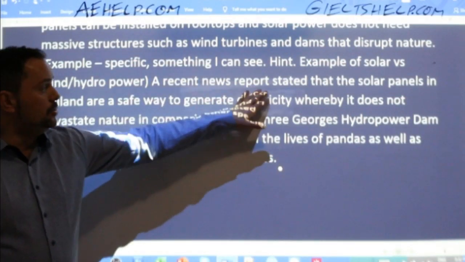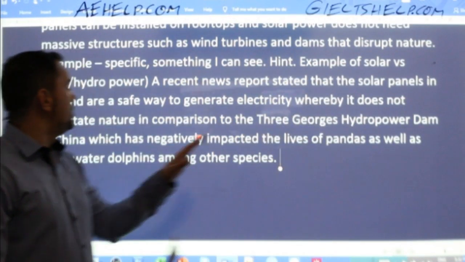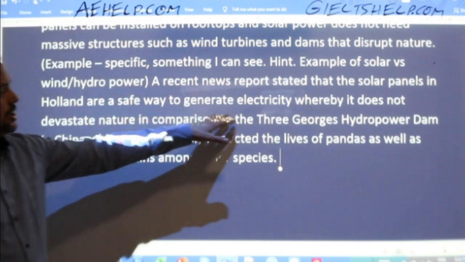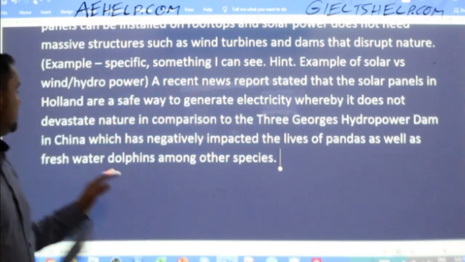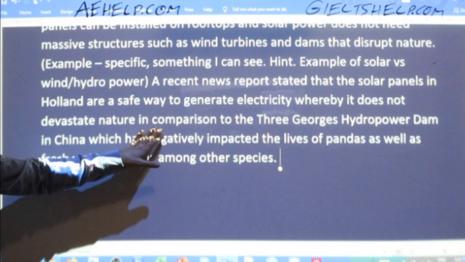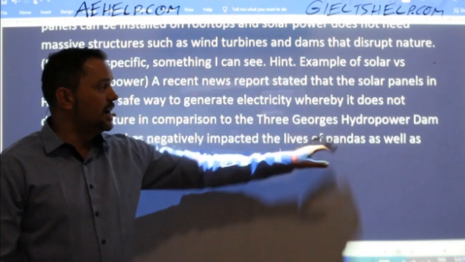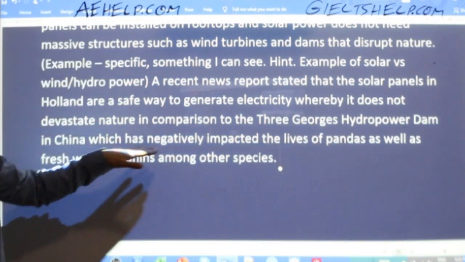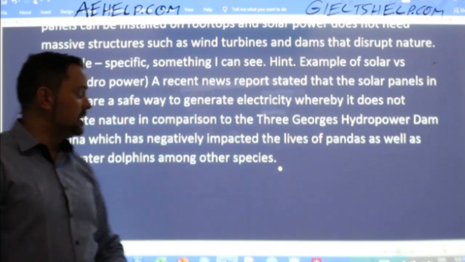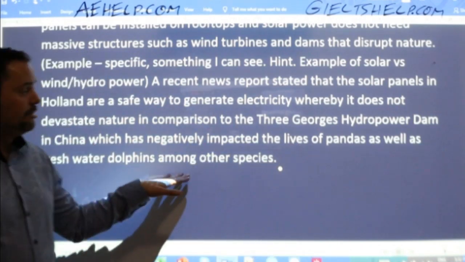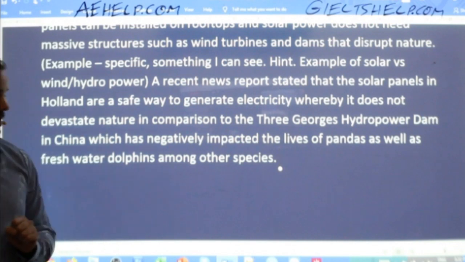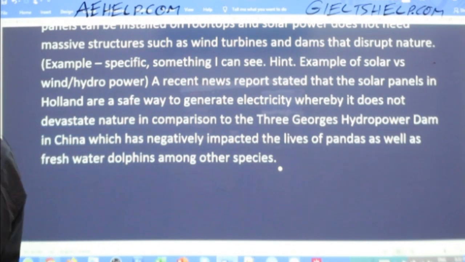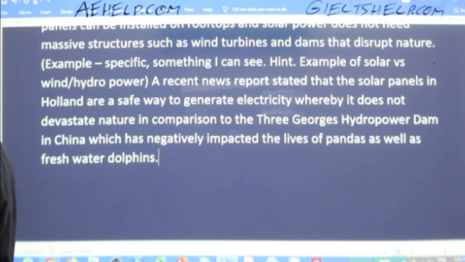A recent news report stated that solar panels in Holland are a safe way to generate electricity, whereby it does not devastate nature in comparison to the Three Gorges hydropower dam in China, which has negatively impacted the lives of pandas as well as freshwater dolphins. It's very visual, okay? So if I want to make this a little bit less wordy, a little bit simpler, I can take out that last little bit. It's not absolutely necessary.